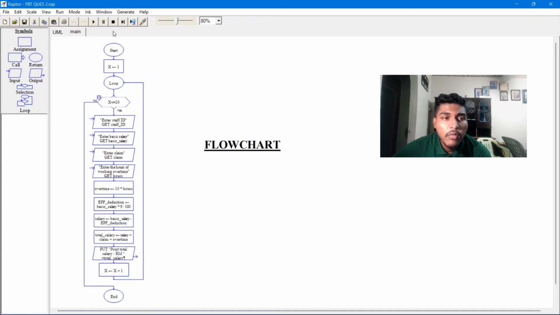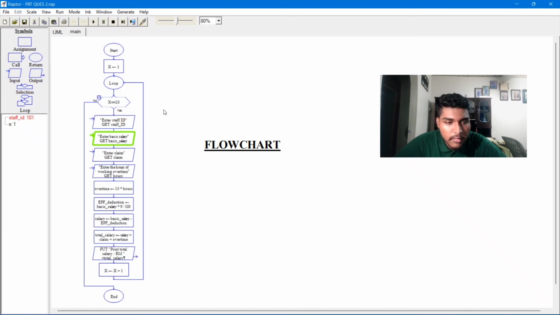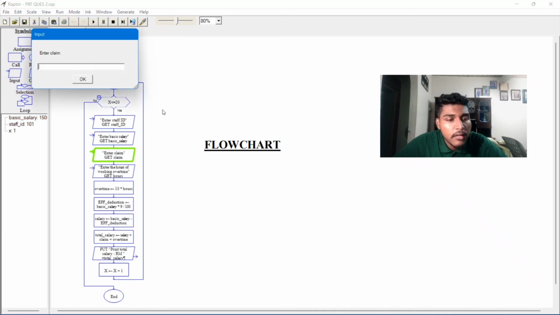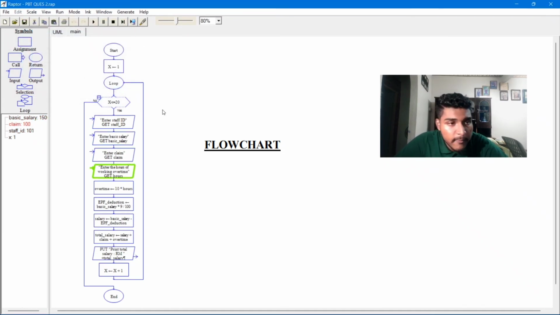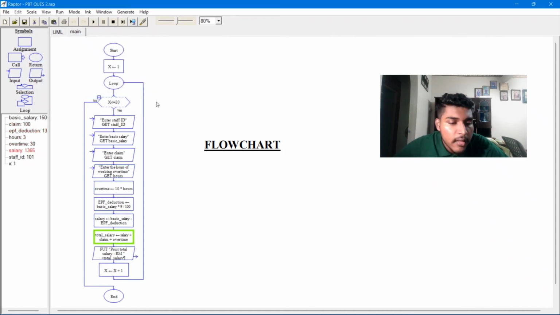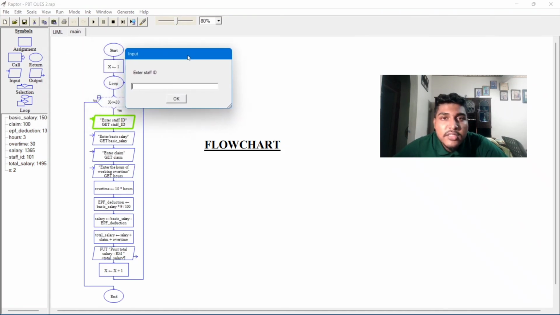Then now I run this program. Okay, first I label the staff ID as an example. Then basic salary I put as 1500, claim as 100, hours 3 hours. Then the loop will be continued. So the looping will be continued until this program reaches the 20 employees.